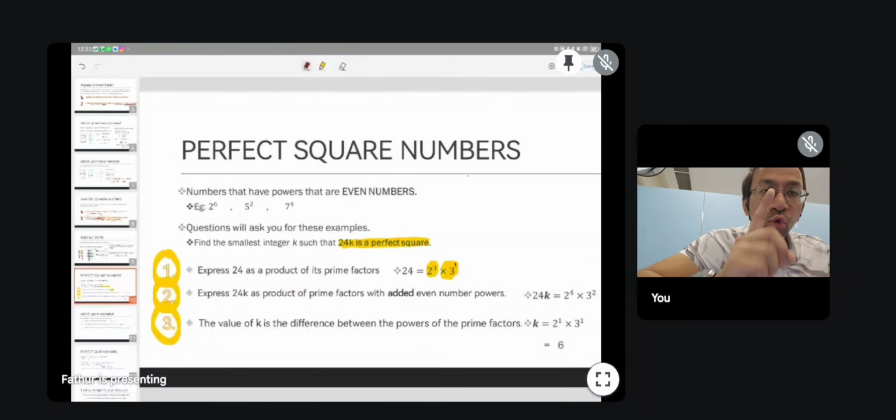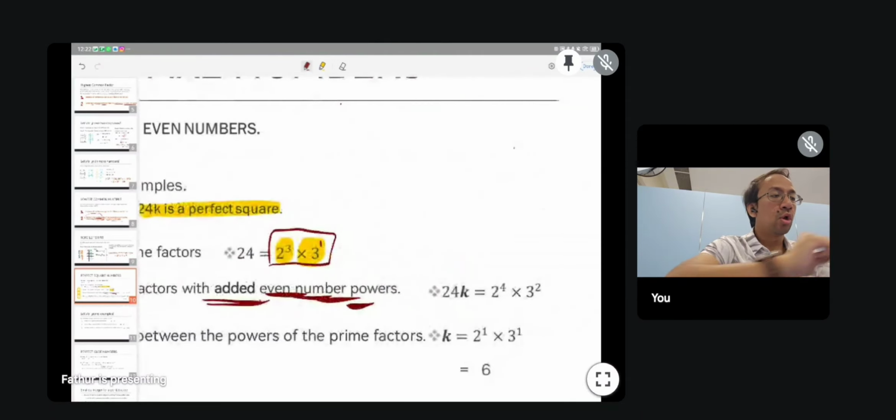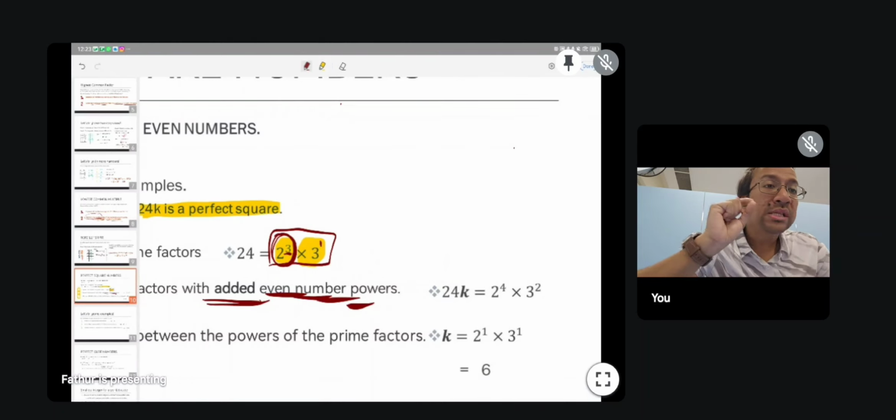The same thing, right? But because they tell you 24k, 24 times k, this means you must add the power. You must add the power such that it becomes an even number because I want a perfect square, right? So now 24k becomes what? You look at the 2 power 3, the original power. But I need to add a power such that the power becomes an even number. So ask yourself, what is the smallest even number that is larger than 3? You get 4. That's the smallest even number that is larger than 3, right? 4. So I must put 4 here.